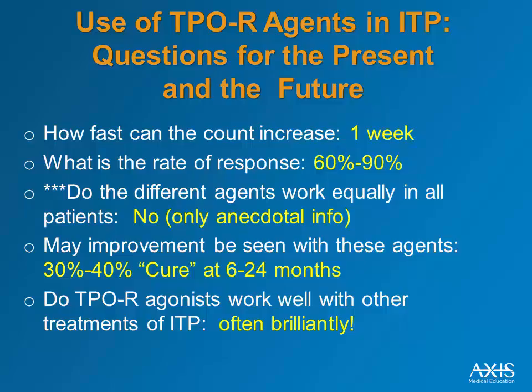What about improvements over time? Maybe as many as 30 to 40 patients appear to be cured or at least improved after 6 to 24 months of treatment. And as we talked about before, since the TPO receptor agonists have a unique mechanism of action, i.e. stimulating platelet production, they work very well with agents that inhibit platelet production in terms of bringing up the platelet count.